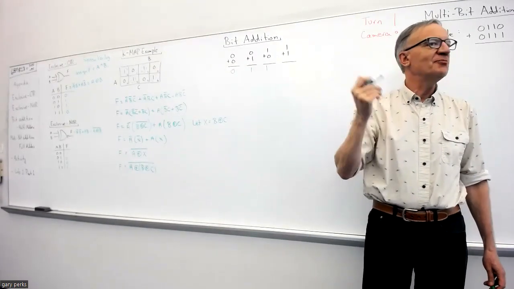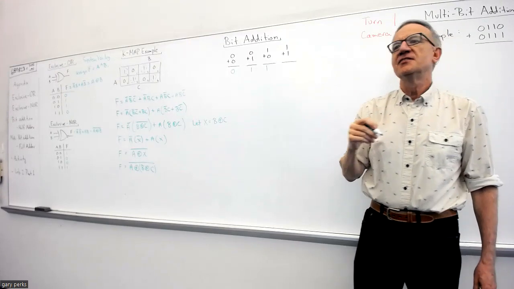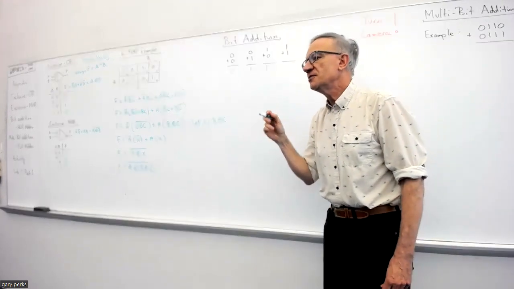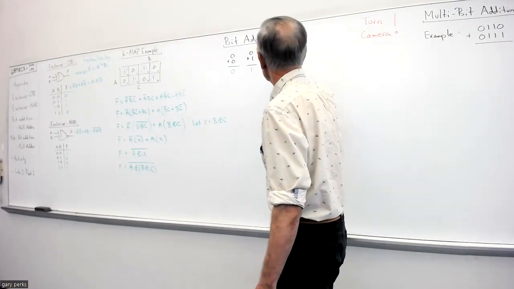And how do you write two in binary? One zero. Very good.